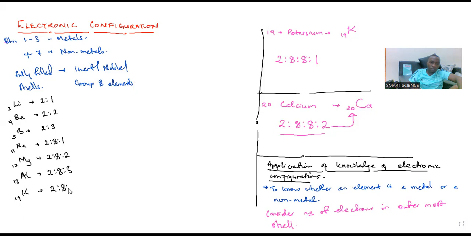2, 8, 8, 1, and calcium, which is 20, is 2, 8, 8, 2. So all these metals, when you focus on the outermost shell, have electrons between 1 and 3, and these elements will be called metals. Those with the outermost electrons being more than 3, we shall refer to as non-metals.